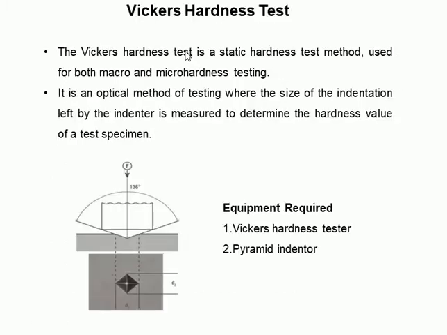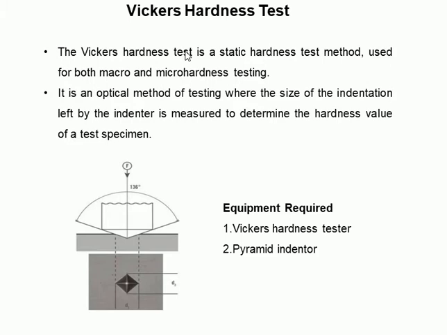The next one is the Vickers hardness test. The Vickers hardness test is a static hardness test method used for both macro and micro testing. It is an optical method of testing where the size of the indentation left by the indenter is measured to determine the hardness values of a test specimen.